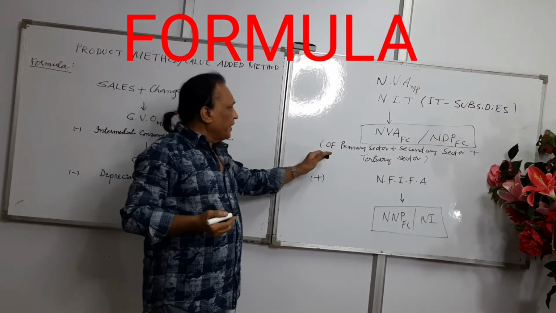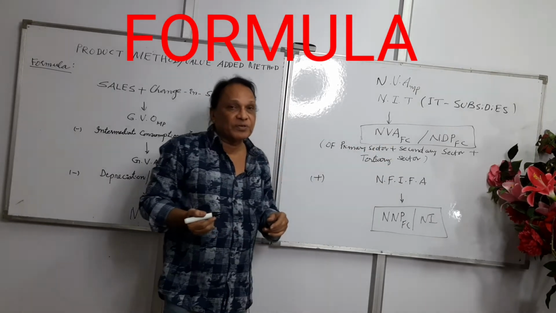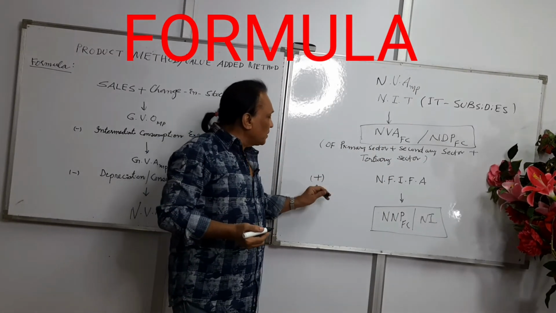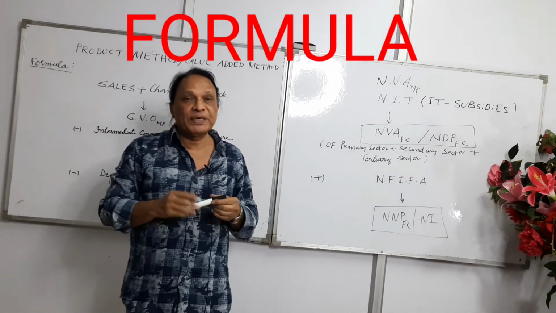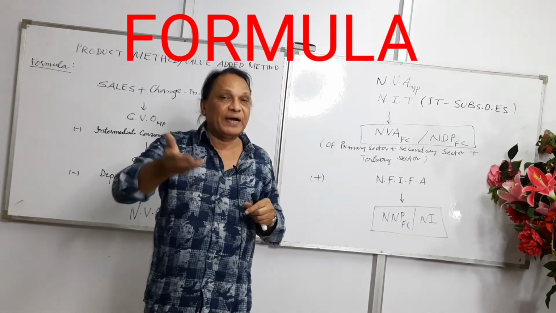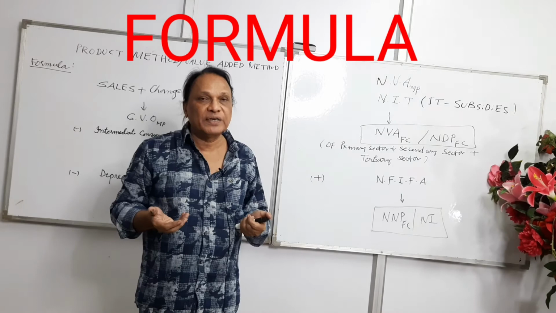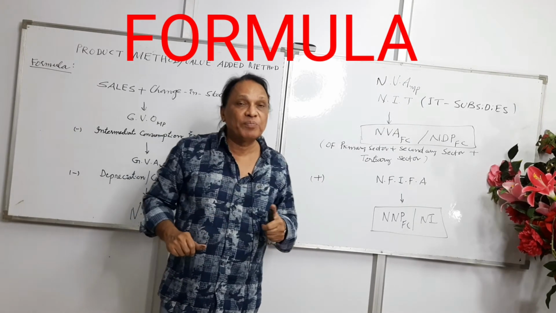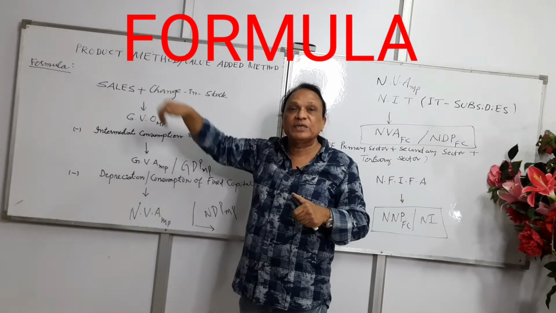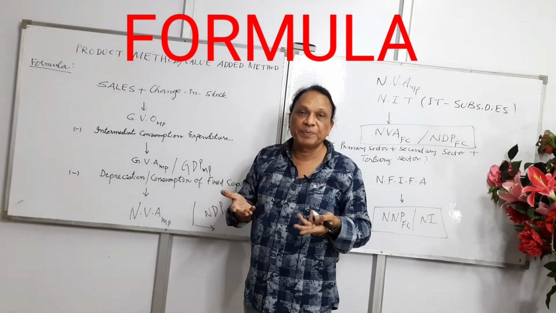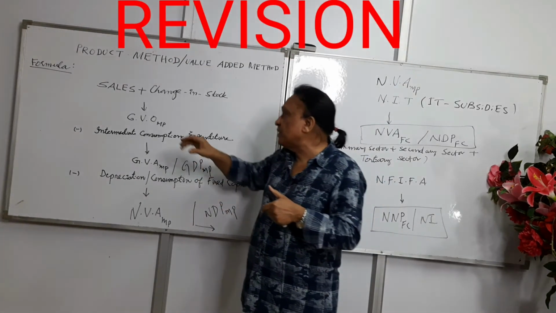This NDP at FC is NVA at FC of primary sector plus secondary sector plus tertiary sector. So to this NVA at FC, if you add NFIA, net factor income from abroad, which has two components, factor income received minus factor income paid to abroad, you get NNP at FC and national income. I repeat the formula once again. In case they ask you to find out GDP, NDP, NNP, GNP, national income, national product, anything, you just go by this formula.